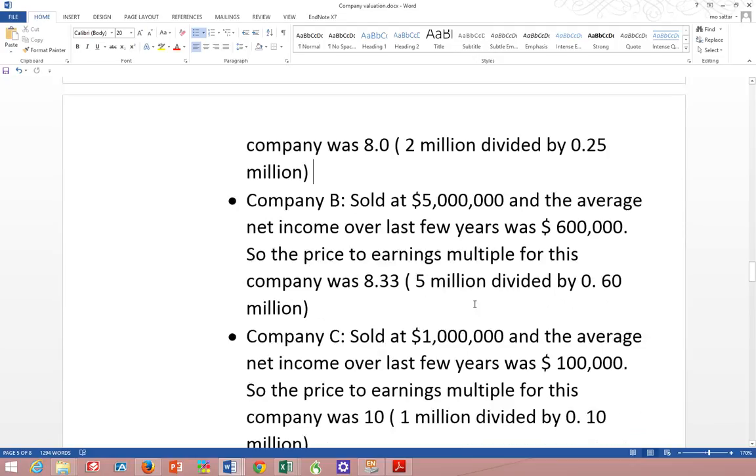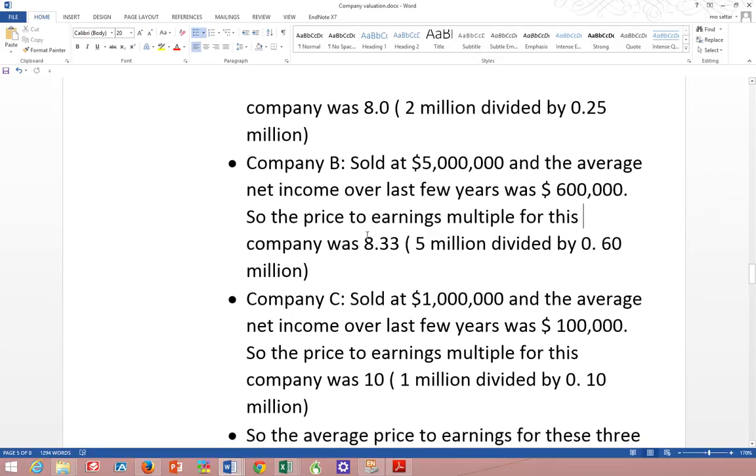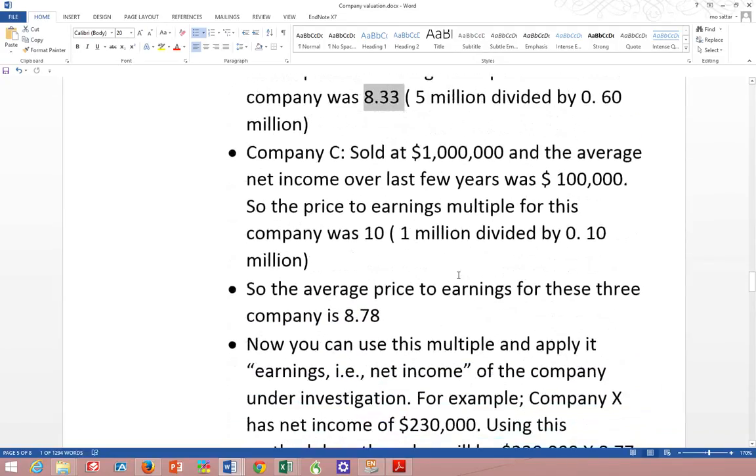Let's say another company you find that was a bigger company, sold at $5 million, and its net income was $600,000, and so price to earning ratio is 8.33. Again, $5 million divided by 0.6 million. Let's say company C was sold, a smaller company, for $1 million, and the average net income for that was 100. So in that case, the price to earning multiple is 10.